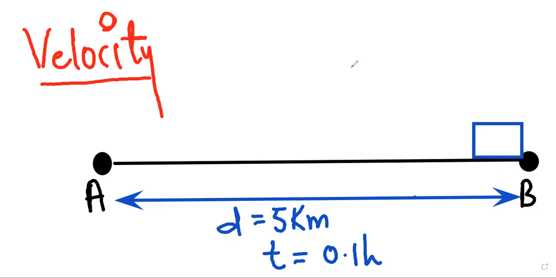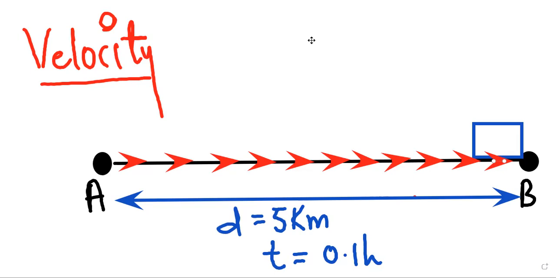Now one more thing which we need to consider is the direction of the object. The object started from A and starts moving towards B, going from A to B. So we have three things to be considered: the first is distance, the second is time, and the third is the direction of the object.